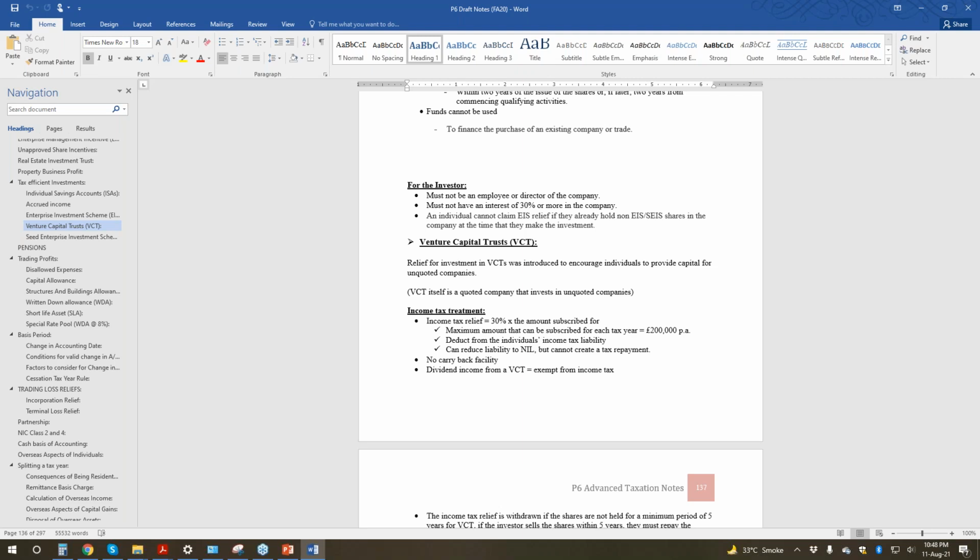But the government, HMRC, has also incentivized investors to buy VCT shares, and the incentive is exactly the same. That is, whatever you invest in a VCT, you get 30% as a reducer. However, the limit is quite a bit less compared to what it is for EIS. The limit is 200,000 per annum. So obviously the maximum reducer you can get is around 60,000.